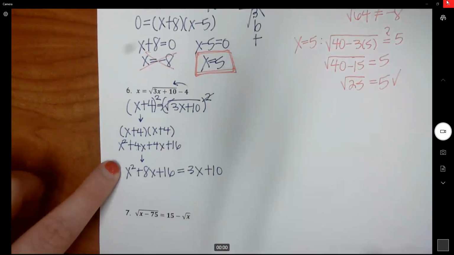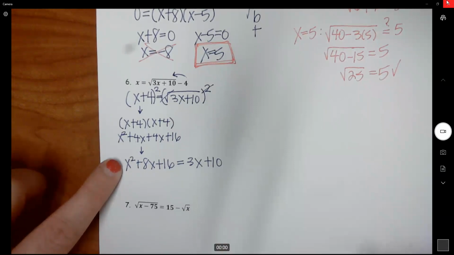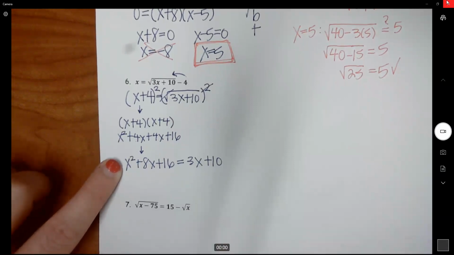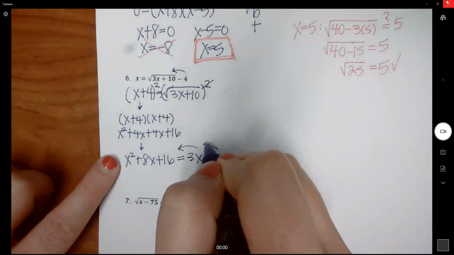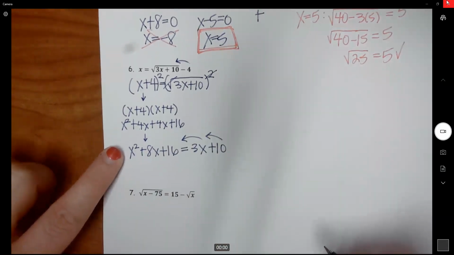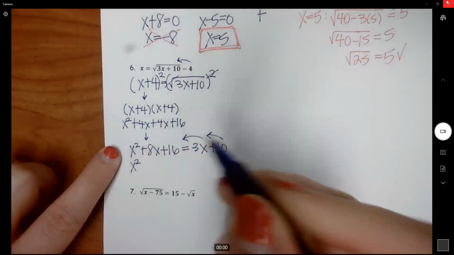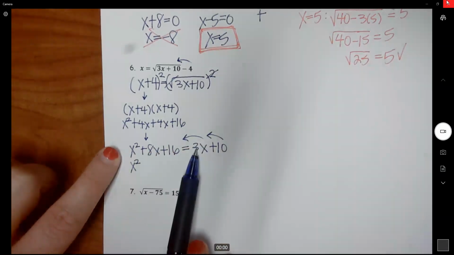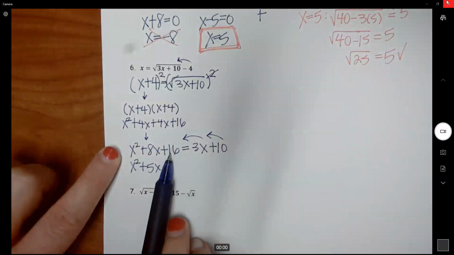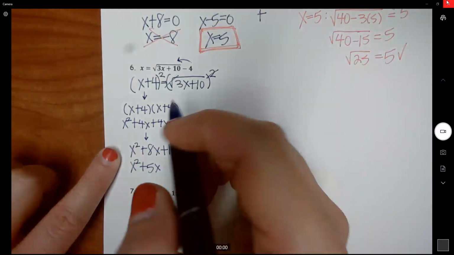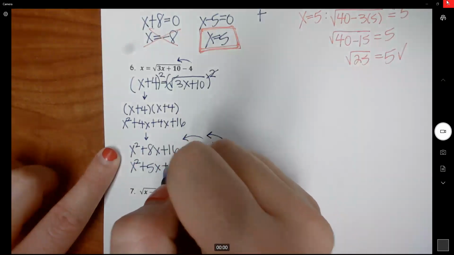We have a quadratic again. I know it's a quadratic because I have a squared term. So we need to get everything to one side, which means I'm going to move these two things over. So I'm going to get x squared, 8x minus 3x gives me plus 5x, and 16 minus 10 is plus 6.